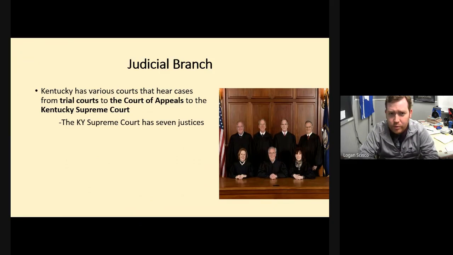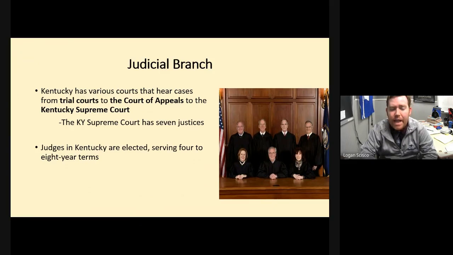So on the federal level, judges serve for life. In Kentucky, though, they're elected to a variety of terms. And based on what kind of judge you are in Kentucky, your term of office is different. Like the state Supreme Court justices are there for 8 years. But if you're a district court judge at the various trial courts, you may only serve for 4 years, and then you have to run for re-election.